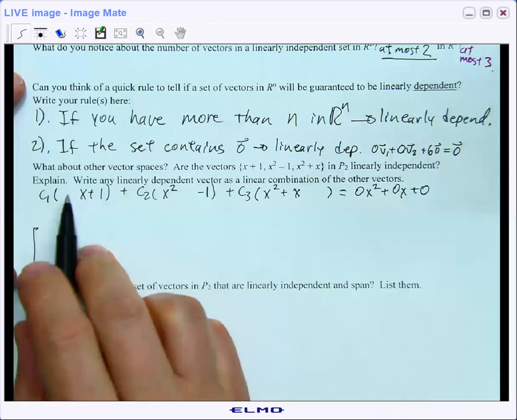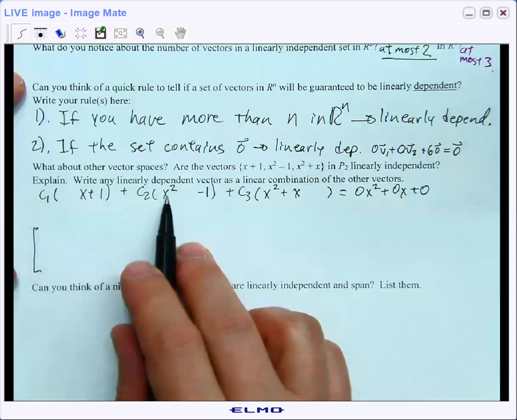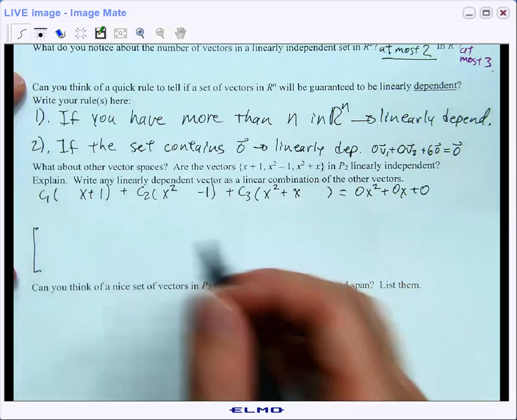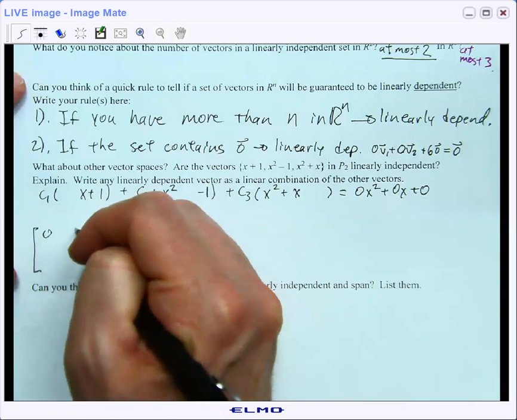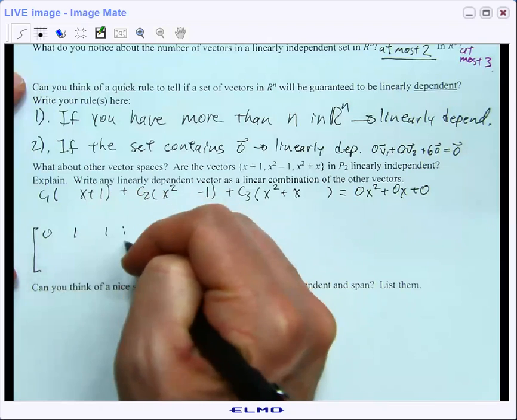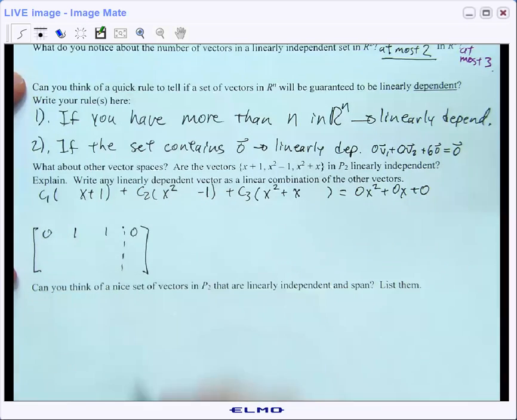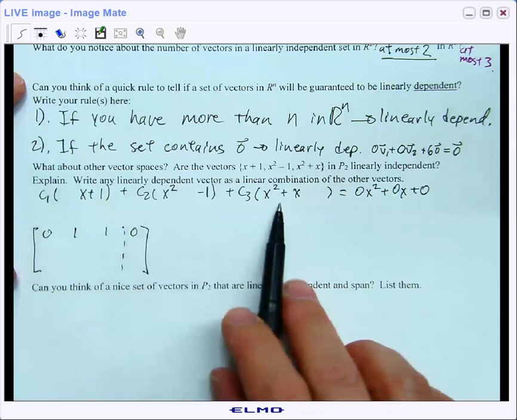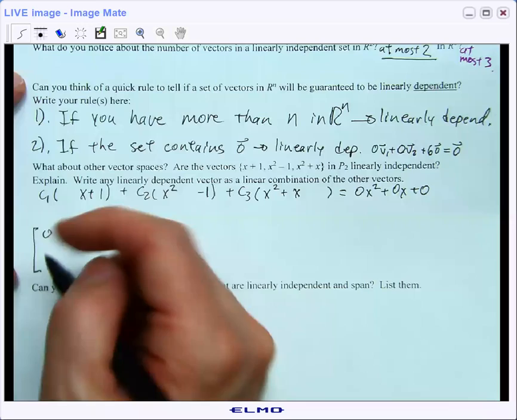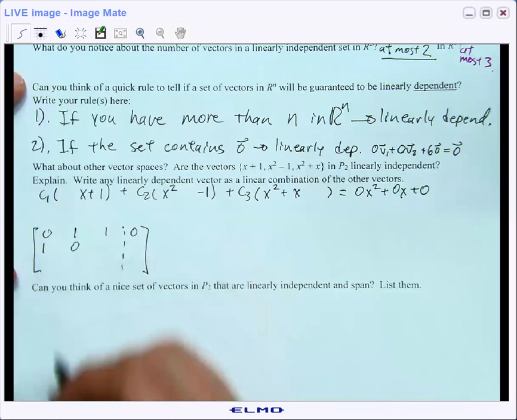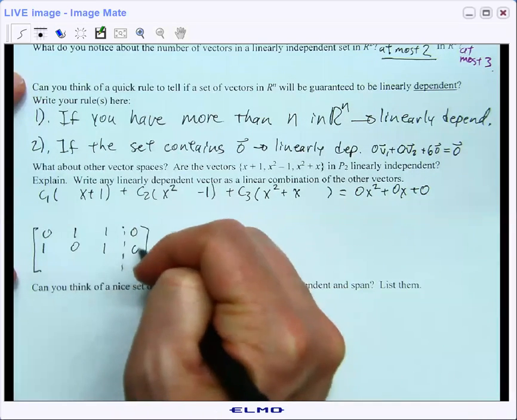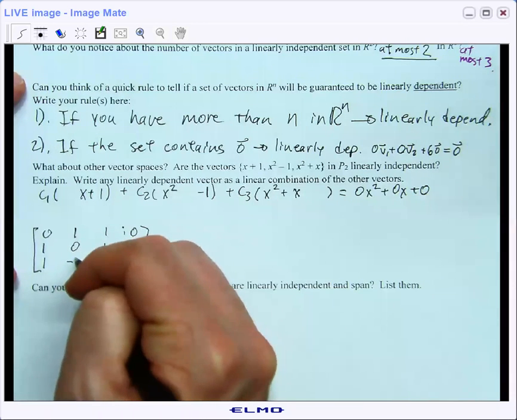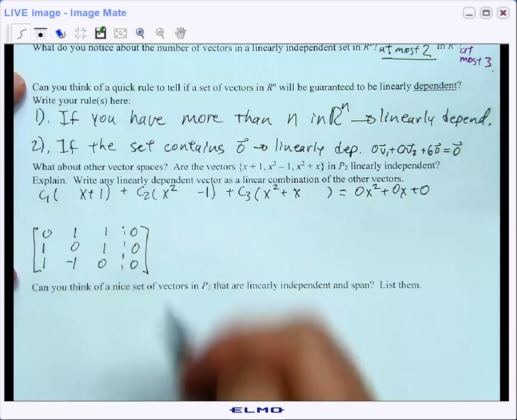And we'd have 0 C1 x squared plus 1 C2 x squared plus 1 C3 x squared equals 0 x squared. So that first row would be 0, 1, 1, 0. For the x coefficient, we'll have C1 plus 0 C2 plus C3 equals 0. So 1 C1 plus 0 C2 plus 1 C3 equals 0. And lastly, we'll have 1, negative 1, 0, and 0.